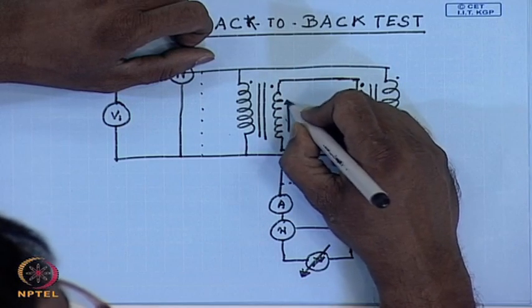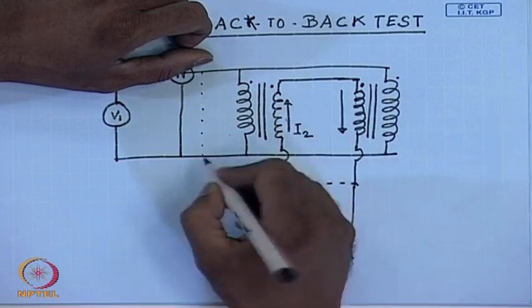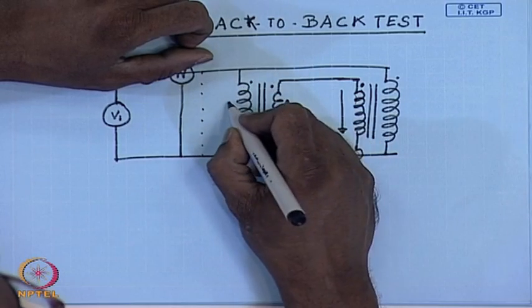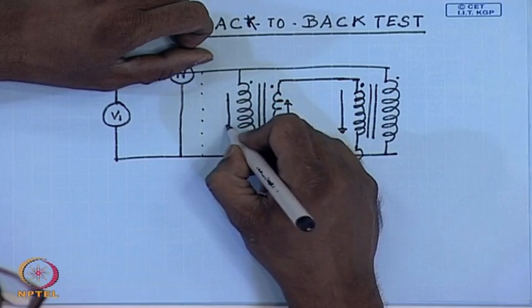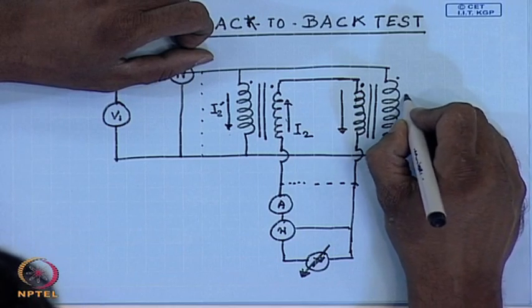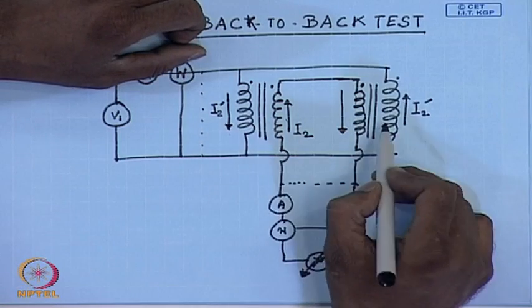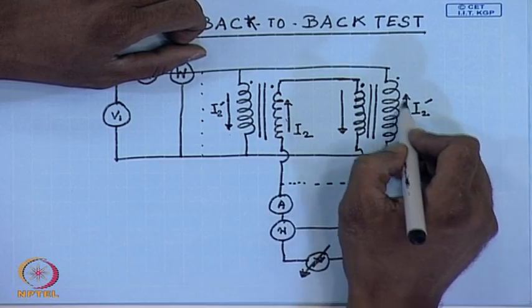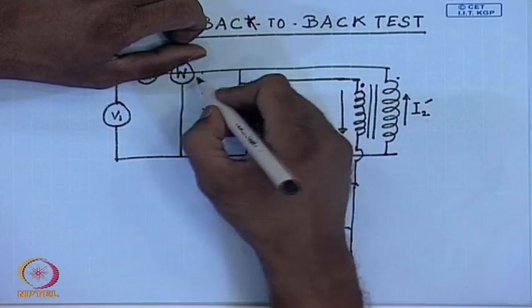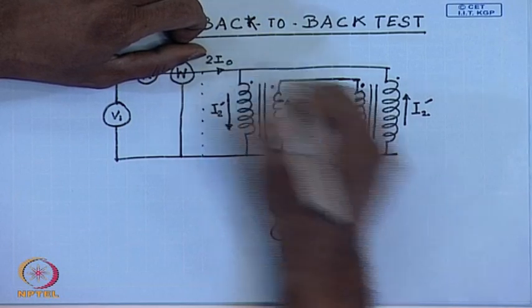this current is circulated, I2 current circulates this way. Therefore, the reflected current here will be I2 dash flowing in this direction, and similarly I2 dash flowing in this direction. However, if these two transformers are identical, then this I2 dash current will circulate only in the transformer primary winding. The current drawn from the source will still be 2 I0.